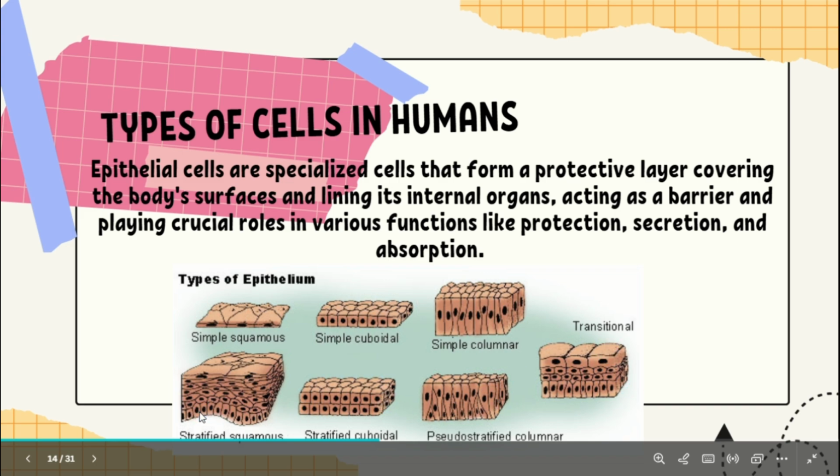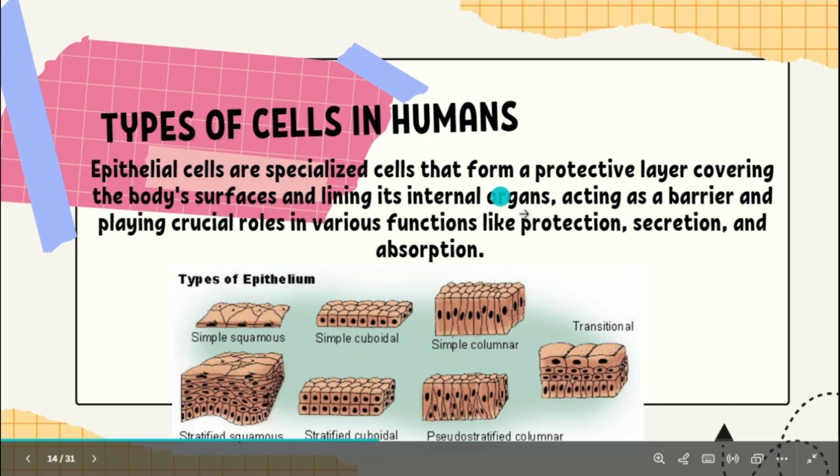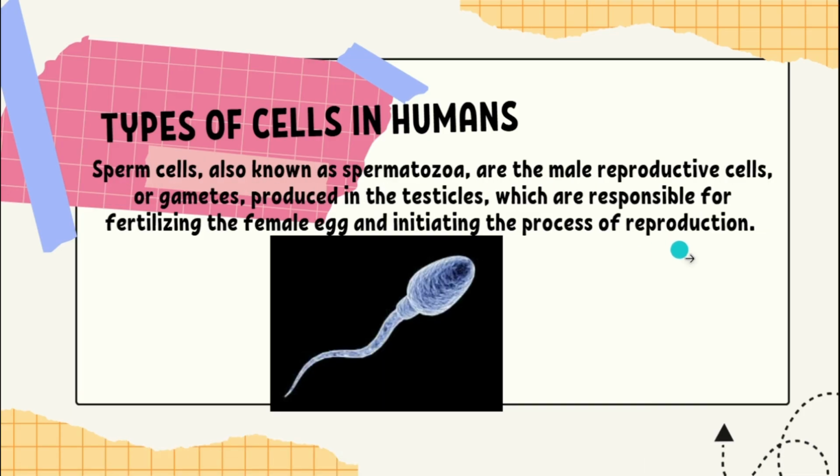Then right here you have stratified squamous, where stratified means it's multi-layered and it's squamous cells. Stratified cuboidal, multi-layered cuboidal cells. Pseudostratified, where everything kind of blends together. That's why it says pseudo. It's not a true double layer, but it kind of appears that way, right? So that's why they say pseudostratified. But basically, epithelial cells are very important in our bodies.